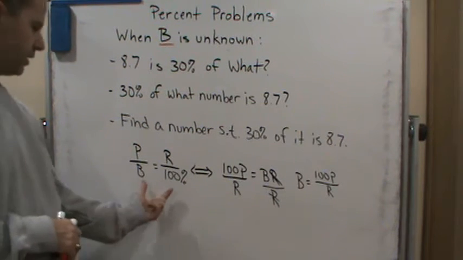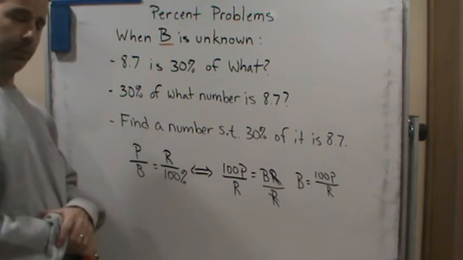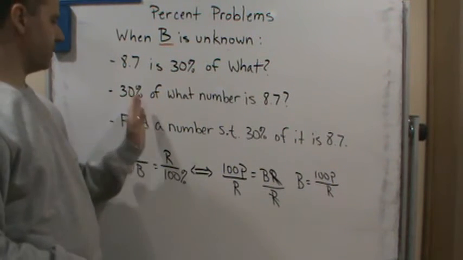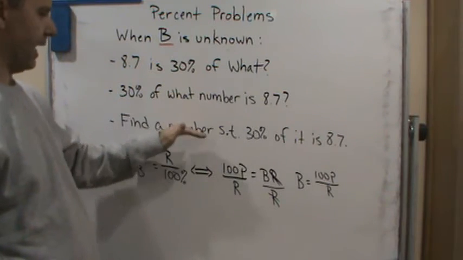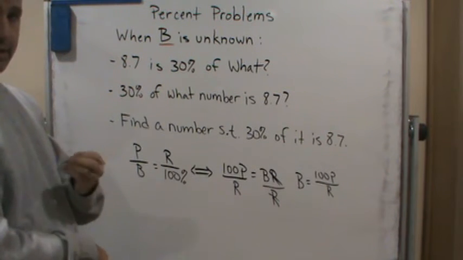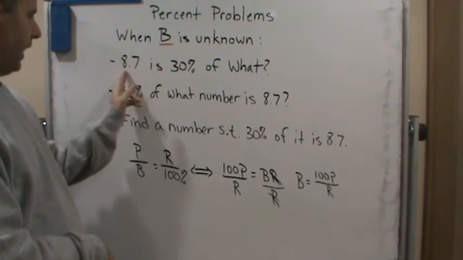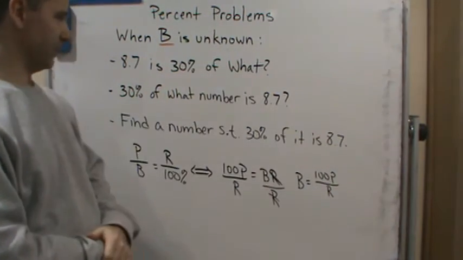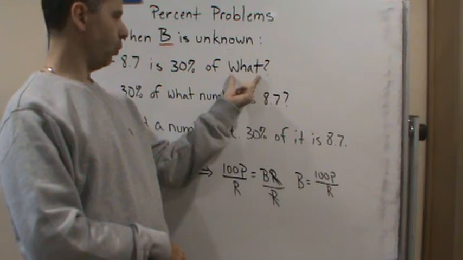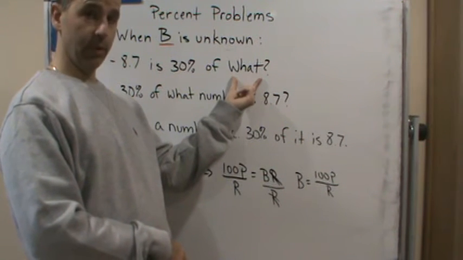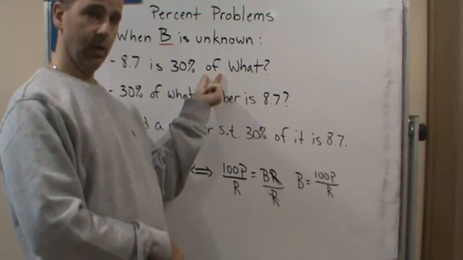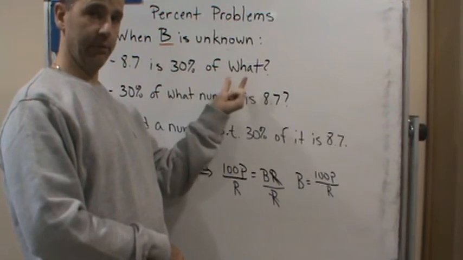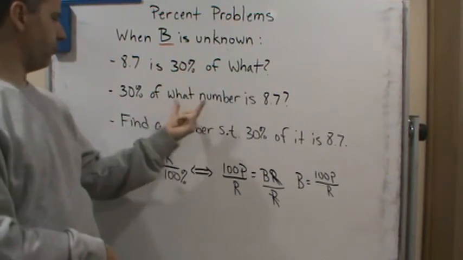And so that's our formula, if you will, for finding B. But it all starts with the same proportion. All of these problems start with the same proportion. Now, if I wanted to answer this question, there are different ways of stating the problem. I could say 8.7 is 30% of what number? I'm looking for the base. Remember, the base always follows the "of." 30% of what? 30% of the base.